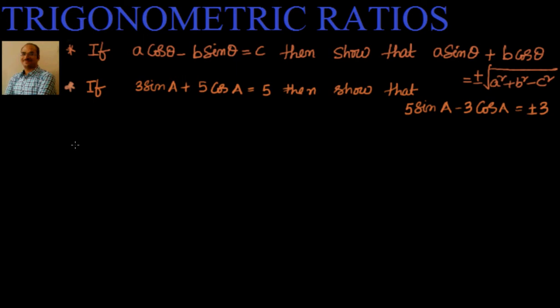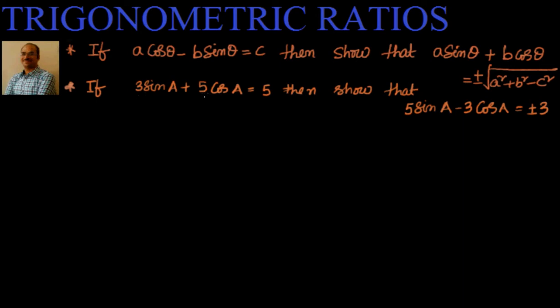We are solving trigonometric ratios problems based on trigonometric identities for 11th or 12th grade or AP intermediate first year. So this is the problem. We'll take the second one because the first one can be done in the same way. So I will take the second one.